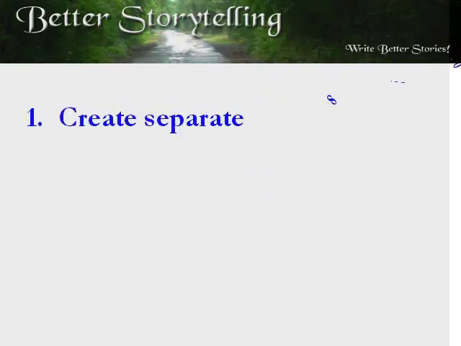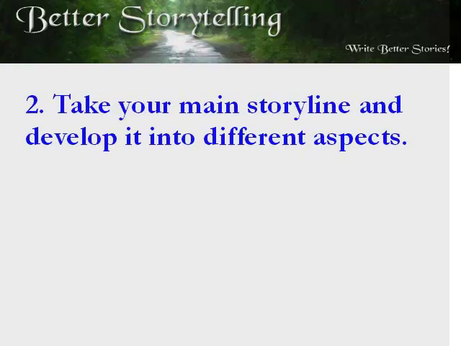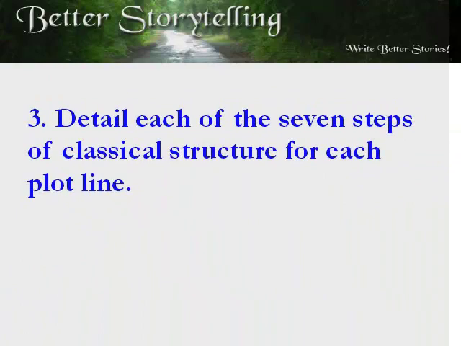Action steps. Take your story and add another plot line or two with these steps. 1. Take your story and look at how you can create separate storylines with different characters. 2. Look at your main story and see how you can develop it into different aspects. How can you tell the same kind of story with different characters and storylines? 3. Detail each of the 7 steps of classical story structure with each plot line. For more information on this, read The Anatomy of Story.